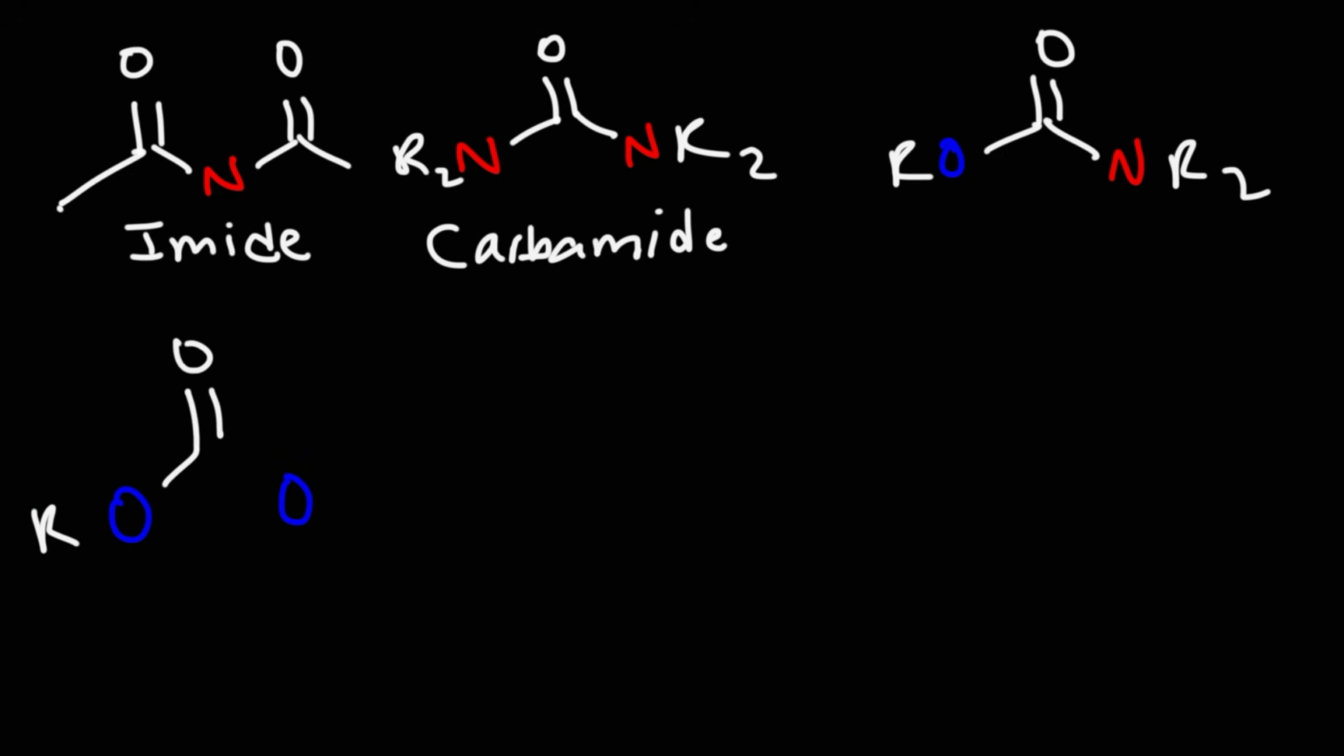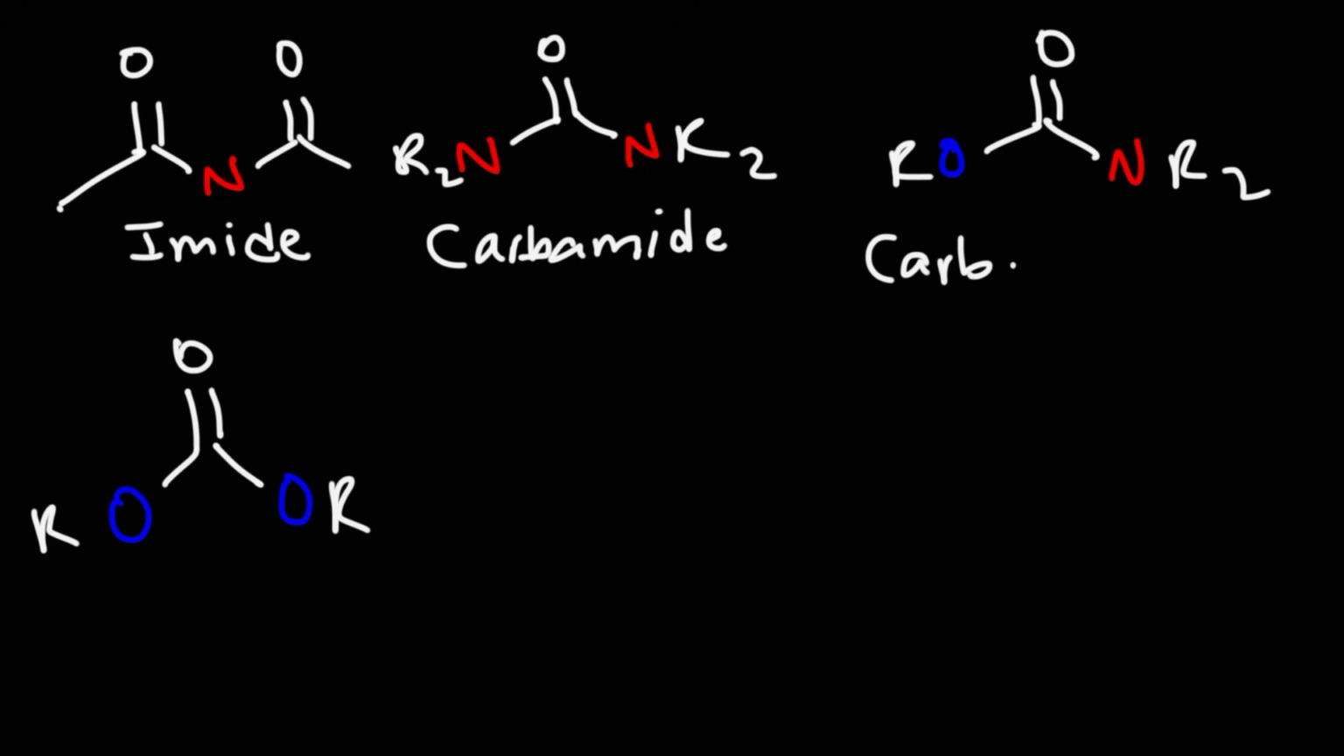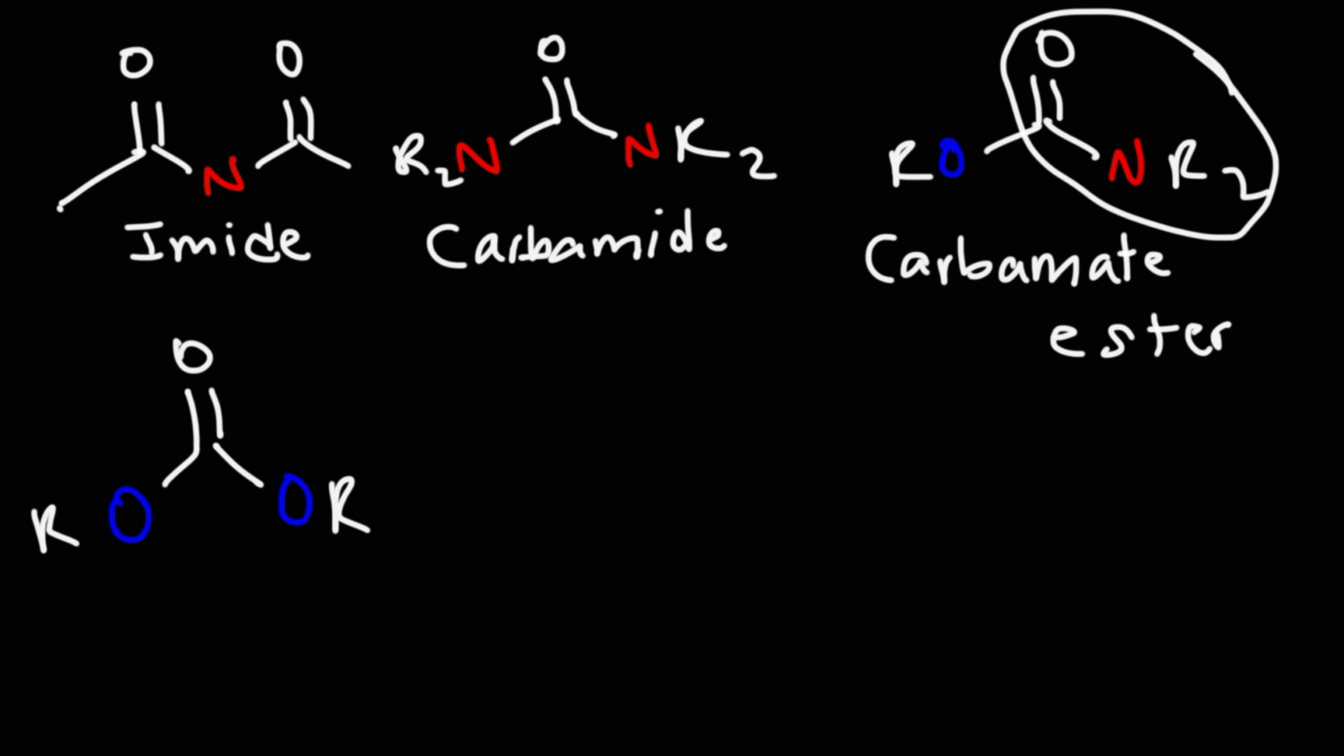So what if we replace both NR2 groups with OR groups? So this is a carbamide. This one here is a carbamate with an M ester. This part here, you can see, is the ester part. And this part looks like the amide part. So carbamate with an M, AM, ester.